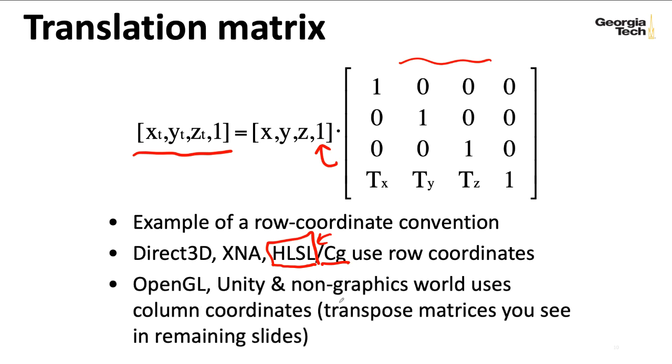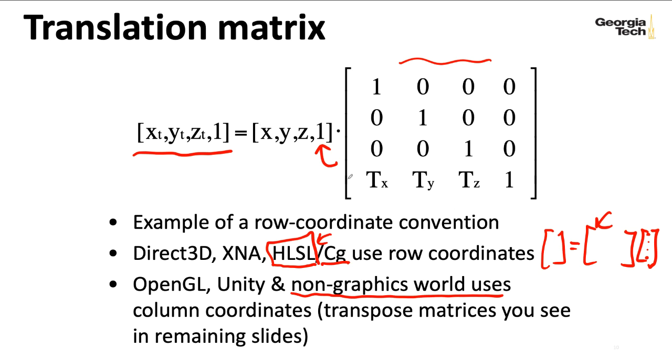Now, OpenGL, Unity, most of the rest of the universe uses a column coordinate convention. Here, if you wanted to get a column from another column after going through those transformations, you would place your 4-vector here, and the 4x4 matrix you would put here will be the transpose of the matrix that I'm showing here. So just keep that in mind.